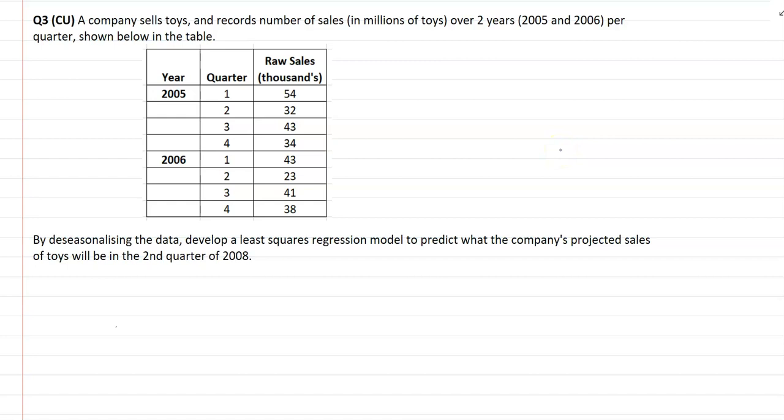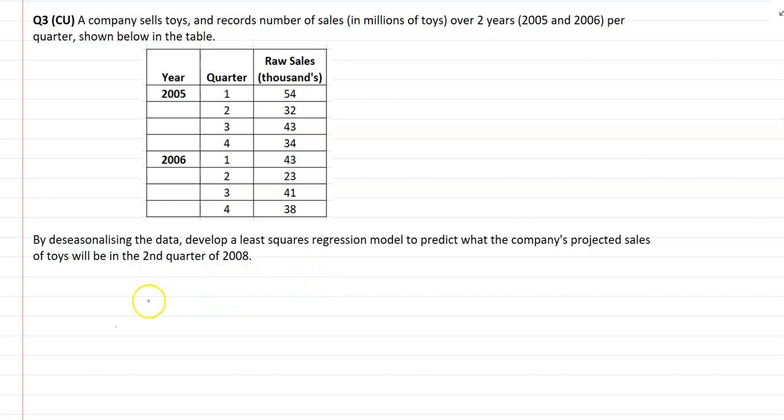Question 3 I've put in the form of a complex unfamiliar question. So you're told a company sells toys and records the number of sales in millions of toys over 2 years. And you can see the sales are recorded in quarters. It then goes on to ask, by deseasonalizing the data, develop a least squares regression model to predict what the company's projected sales of toys will be in the second quarter of 2008.